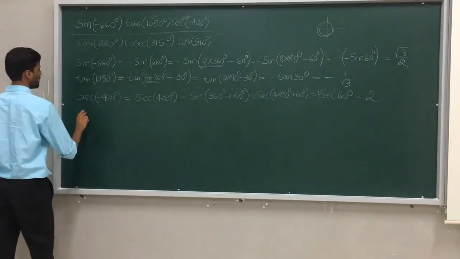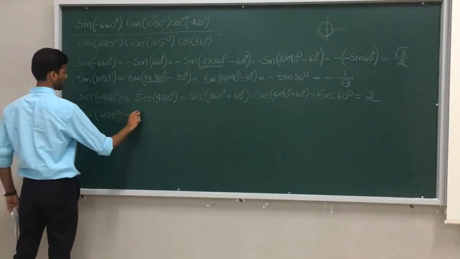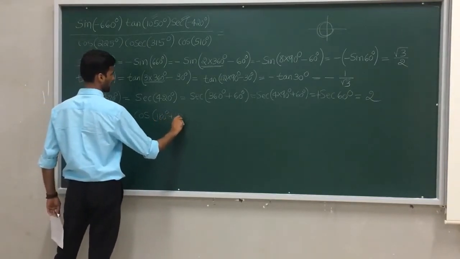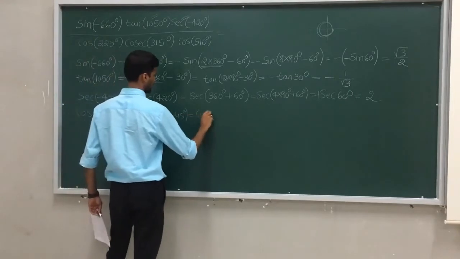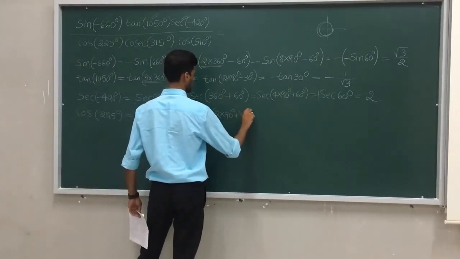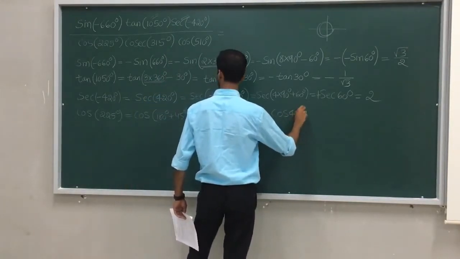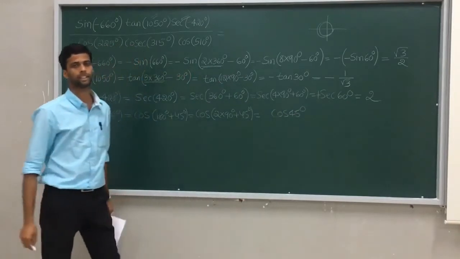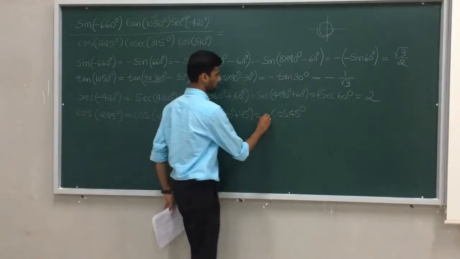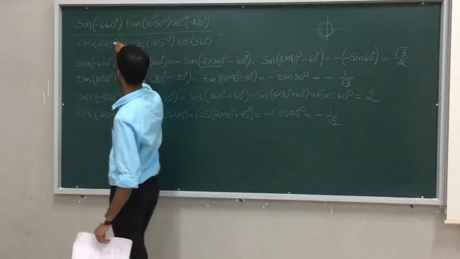It is cos of 225 degree, right? So cos of 225 degree can be written as cos of 180 degree plus 45 degree. Next, we will write this as twice 90 plus 45. Twice 90 means it is an even number, so it is cos of 45 degree. 180 plus 45 is nothing but third quadrant. In third quadrant, ASTC, cos is negative, so it is minus. So your answer is minus 1 by root 2.